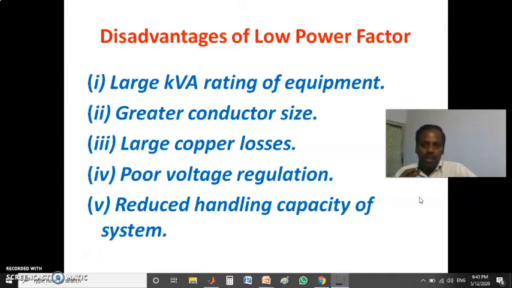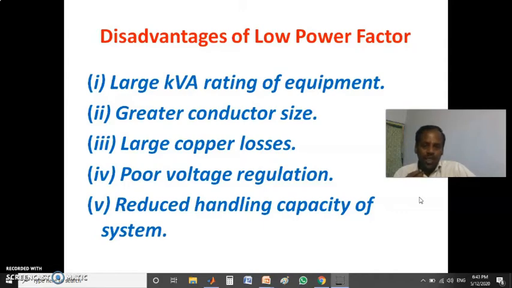So it will be increased, that is, greater conductor size, because power factor is R by Z. So if resistance is lower, impedance will be larger. The impedance being larger means the conductor size is also larger, and copper loss is large, because of the low power factor. If you fix the kVA rating, the kilowatts will be larger, so there is a large copper loss. And poor voltage regulation.